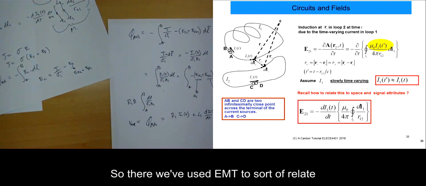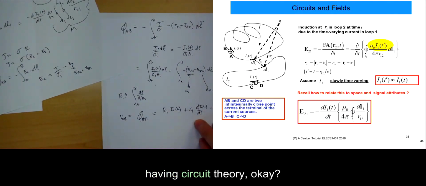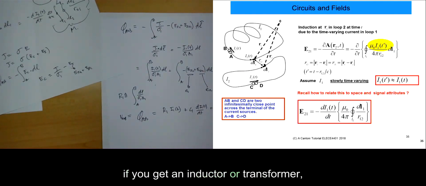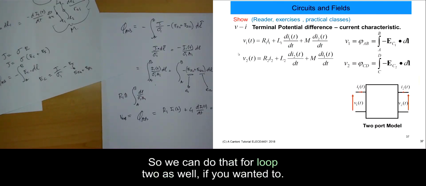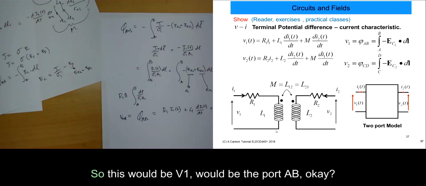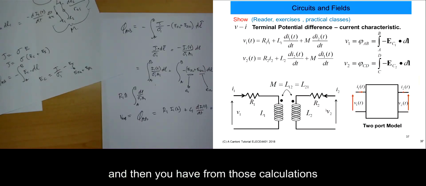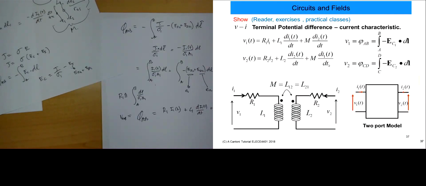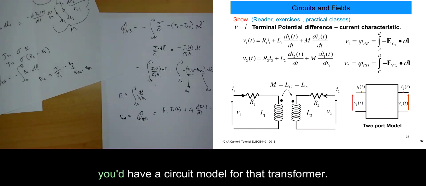So there we've used EMT to relate a magnetically coupled circuit to something that looks like what we'd have in circuit theory. Remember, these parameters M, L and R are what put together an inductor or transformer. We'll go through this again in one of the tutorial classes, because it's a good example. We could do that for loop 2 as well, and you'd then have effectively a two-port model, where V1 is the port AB and V2 is the port CD. From those calculations, knowing what M and L are, by doing the integration numerically, or analytically if it's a very simple structure, you'd have a circuit model for that transformer.